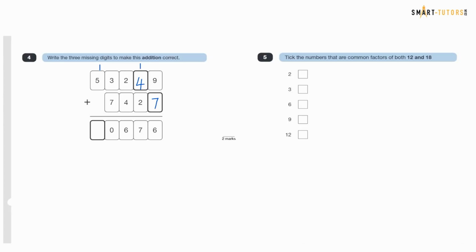3 plus 7 is not 0. It's 10. So you put a 0 and 1 at the top. 5 plus 1 is then 6. Well done. That is the answer. 6 and 4, 7 in the missing blanks.